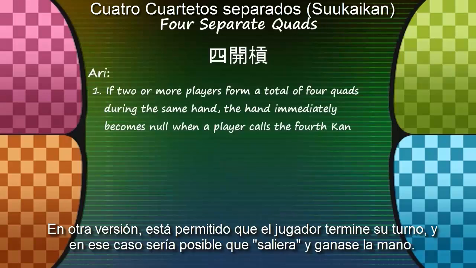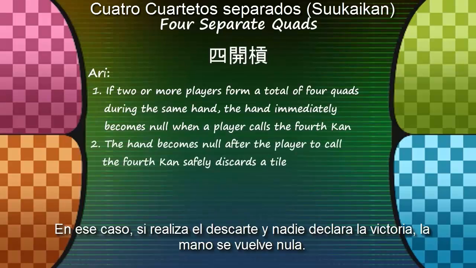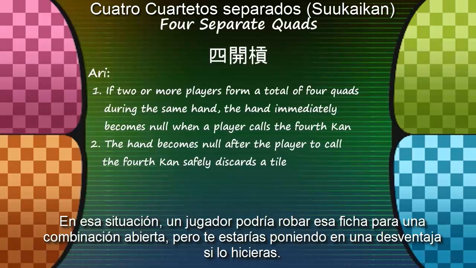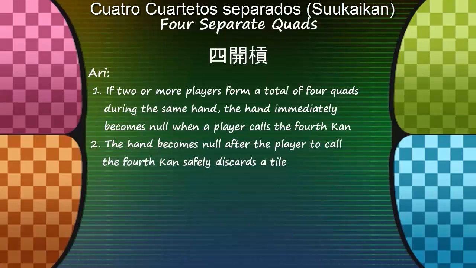In the other variation, the player is allowed to continue their turn, and may go out off the dead wall if possible. But if the player finishes the turn by discarding a tile, and if no other player calls that tile to win, then the hand becomes null. Another player may call the discard for an open meld at this time, but you're really only putting yourself at a disadvantage if you do so, because then the responsibility of making the last safe discard falls to you.